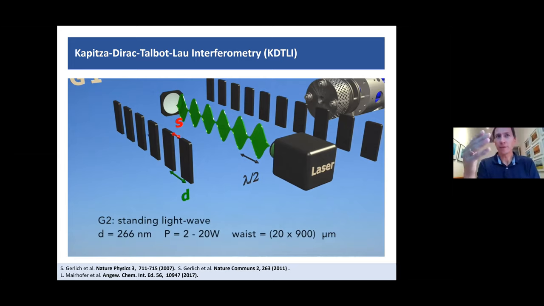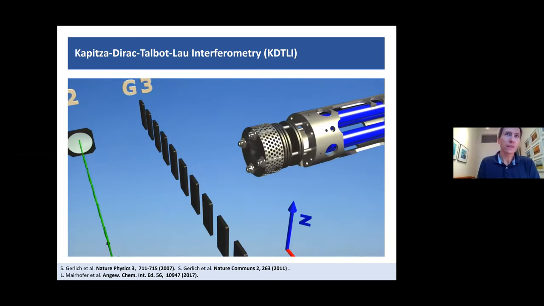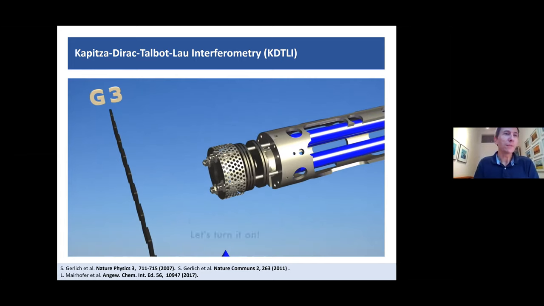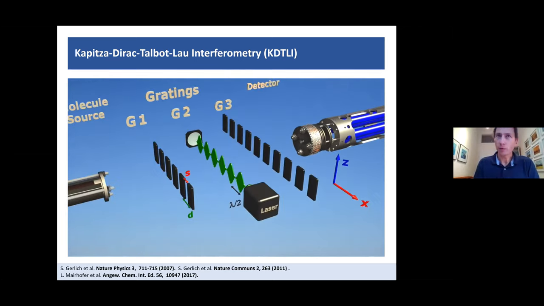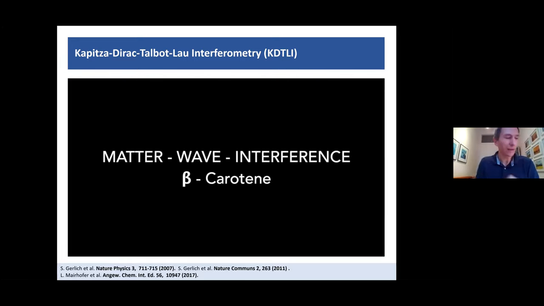But then you see, as a diffraction grating, an optical standing light wave, the green laser light. And this green laser is implementing the dipole force grating. We act on the polarizability of every particle. And that makes it so universal in that sense. So forget about the carotene, we'll come back to the interferometer in a minute.